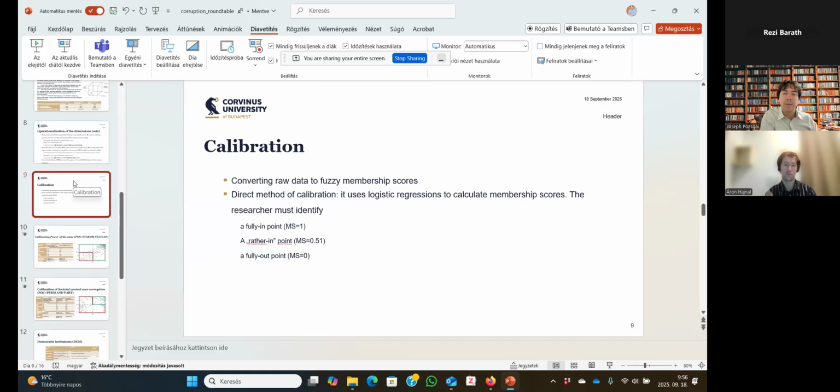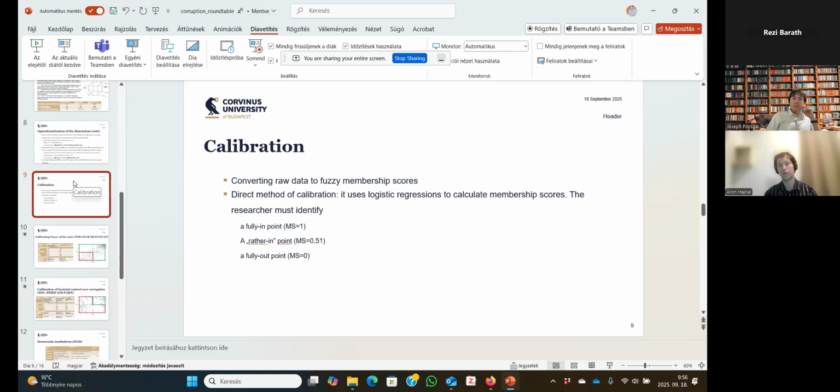So now we have raw data for the dimensions and the constituent sets for two of the dimensions. The next step is calibrating raw data into fuzzy set membership scores. Again, fuzzy set membership scores are numbers from 0 to 1, indicating the degree to which a case belongs to a set or to a dimension. A fuzzy set membership score of 1 in democracy would mean that it's super democratic. A score of 0 is the contrary.